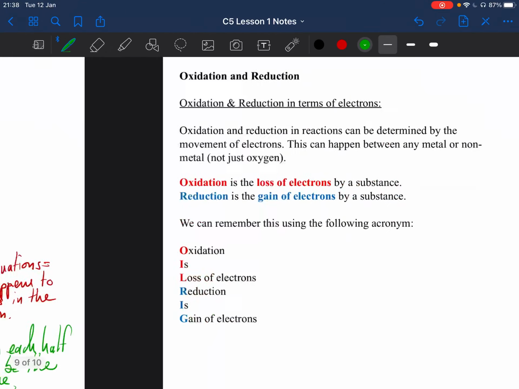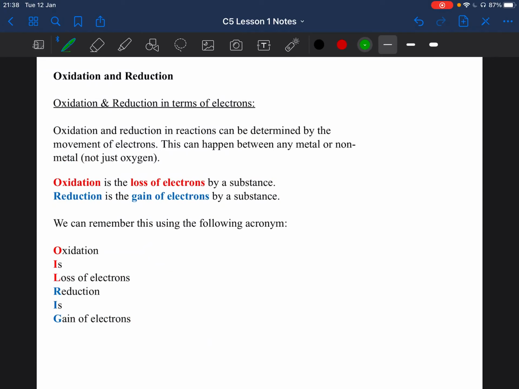Okay, guys. So let's have a look at how you can remember what's going on in oxidation and reduction. This here is an acronym that comes up often in chemistry, and it's an easy way of remembering oxidation and reduction in terms of electron movement. It's called OIL RIG. What we use it to symbolize is oxidation is loss of electrons, reduction is gain of electrons. So you might hear me referring to it in lessons or in other videos as OIL RIG. Oxidation is loss of electrons, reduction is gain of electrons.